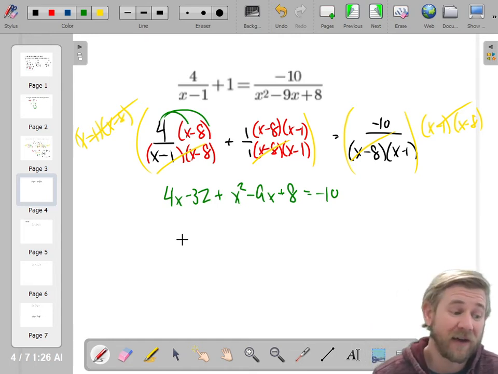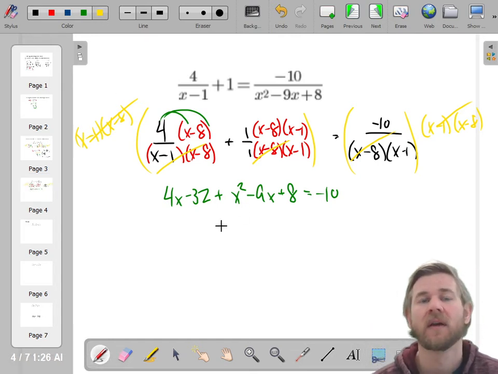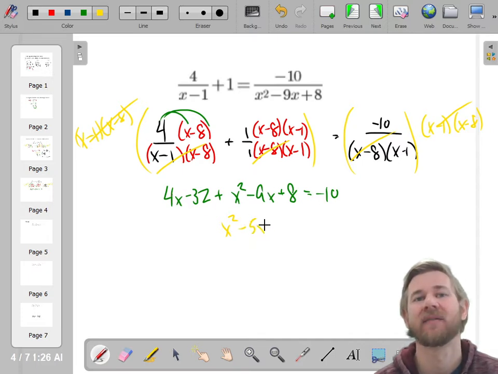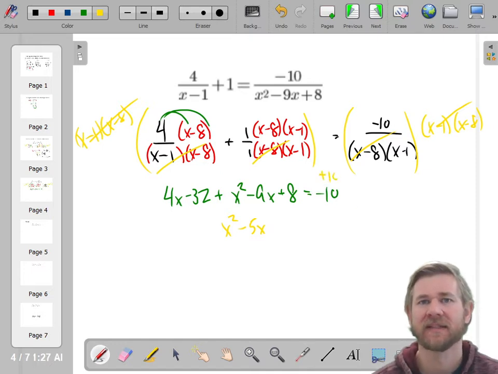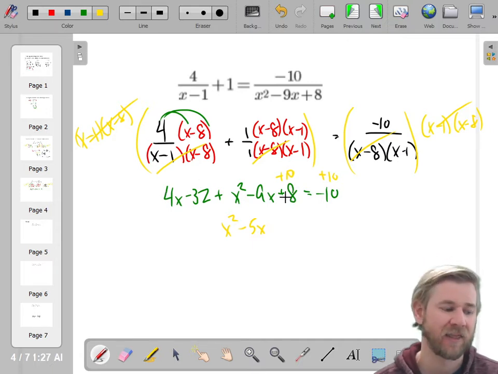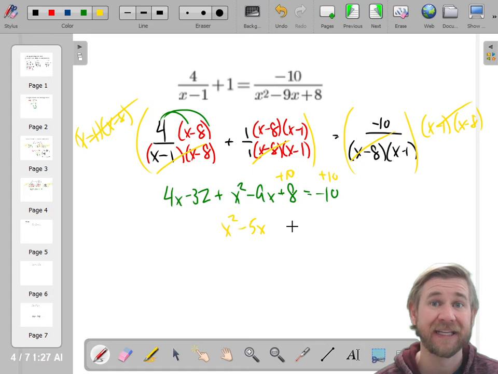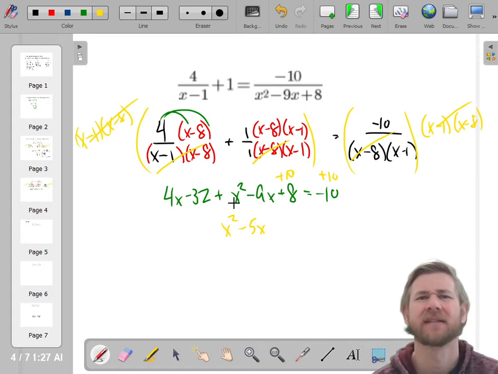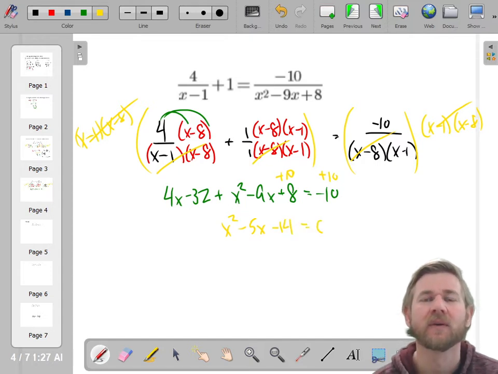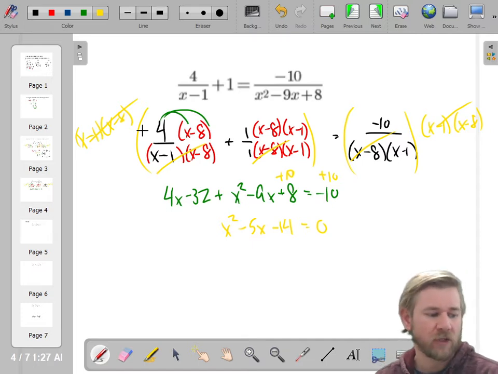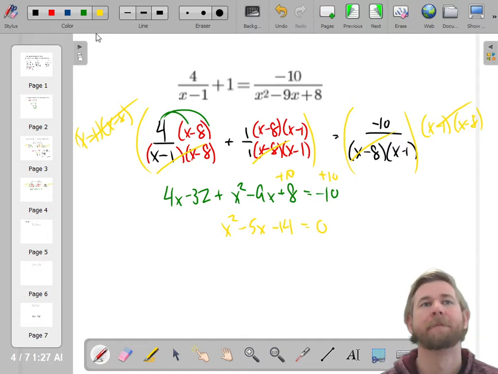So it looks like we got a quadratic. Oh no, we have to solve a quadratic. That's fine. X squared, 4x minus 9x is negative 5x. Now, I'm going to add 10 to both sides as well. So I'm going to say plus 10, plus 10. So this is 18. 18 minus 32, so yeah, minus 14. Equals 0. Cool. So I got x squared minus 5x minus 14.